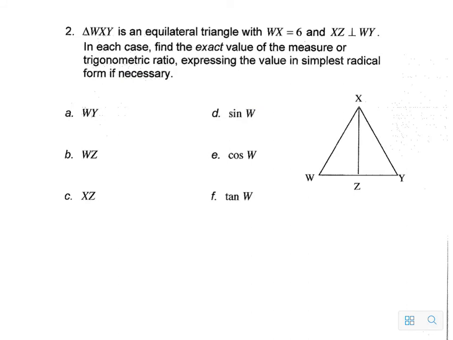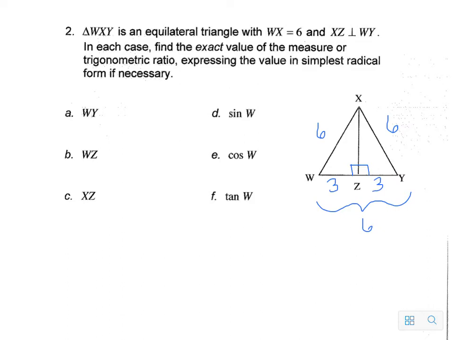Alright, triangle WXY is an equilateral triangle with WX 6 and XZ perpendicular to WY. WX is 6, and if it's equilateral, XY is 6, and so is WY. And if it's perpendicular, that means I have two right angles, and perpendicular means that these two sections would be 3 and 3 to make the 6.